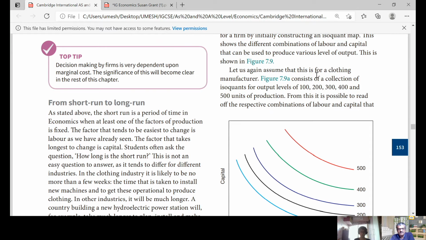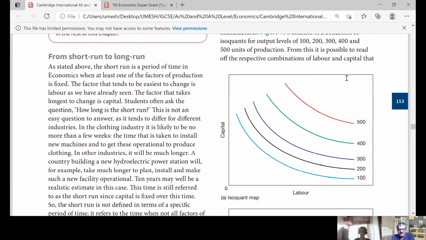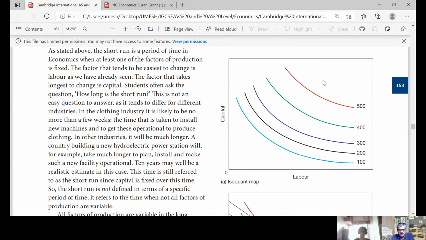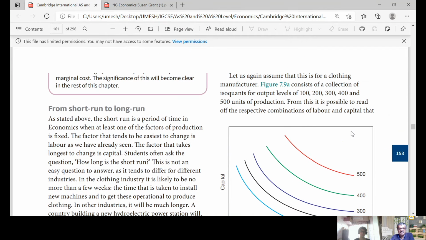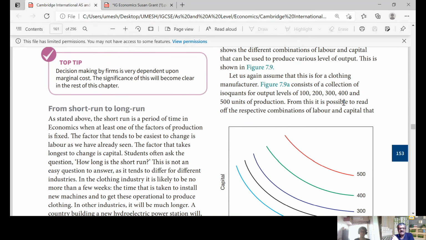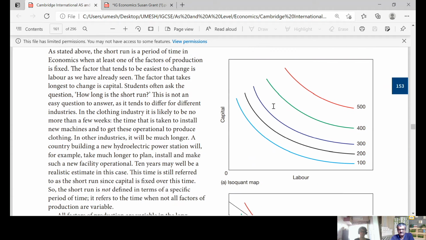Let us again assume that this is for a clothing manufacturer. Figure 7.9a, the first one that they are talking about, consists of a collection of isoquants for output of 100, 200, 300, 400, and 500 units of production.